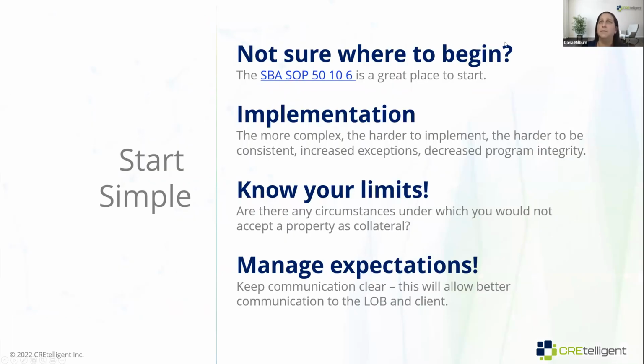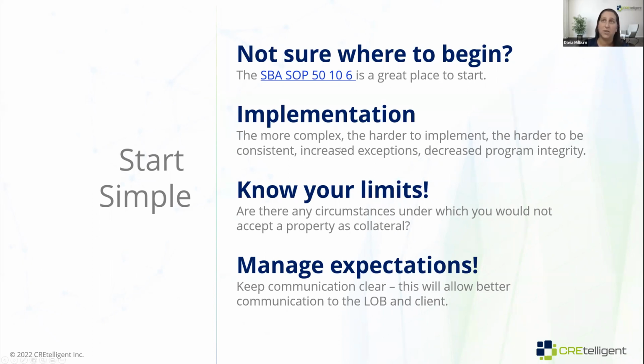So, like I said, if you're not sure where to begin, start simple. Keep it simple. You want it to be easy to implement. The SBA SOP is a great place to start. This is a link to their entire document, but it's very intuitive. You can get right to the environmental section and follow their guidelines and build your matrix on their guidance.